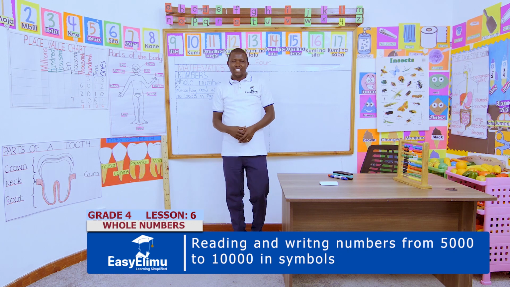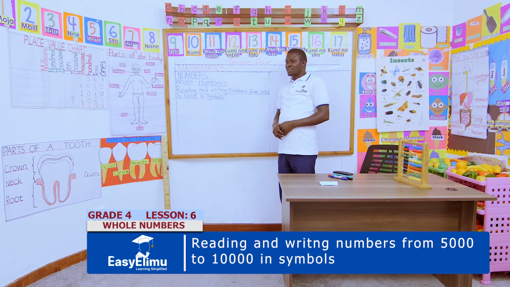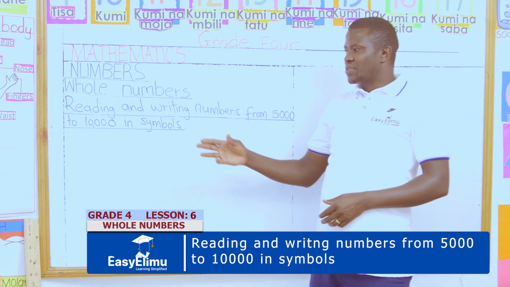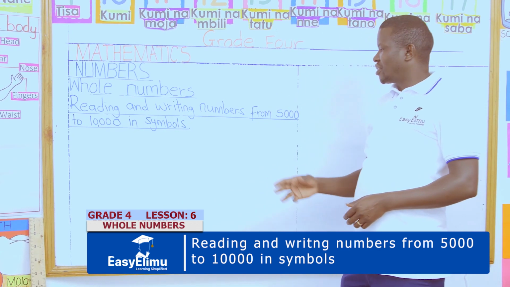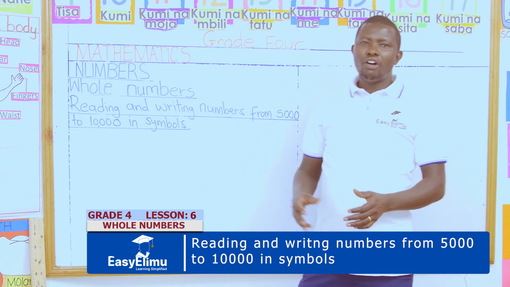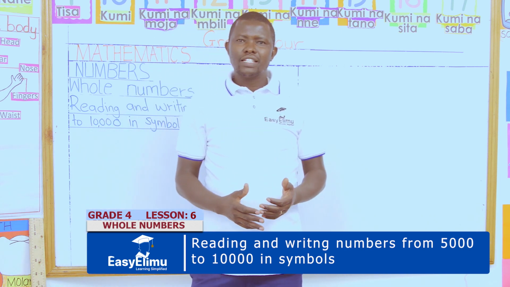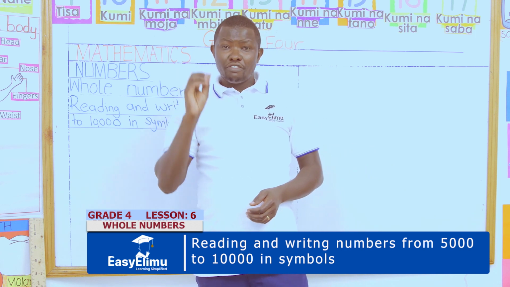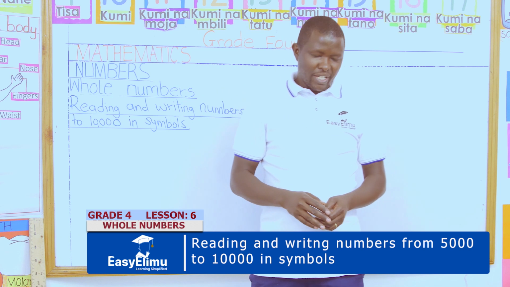In our lesson for today in grade 4 mathematics activities on numbers, we will be reading and writing numbers from 5,000 to 10,000 in symbols. Before we embark on this, in the previous lesson, we read and learned how to write the same numbers up to 5,000.